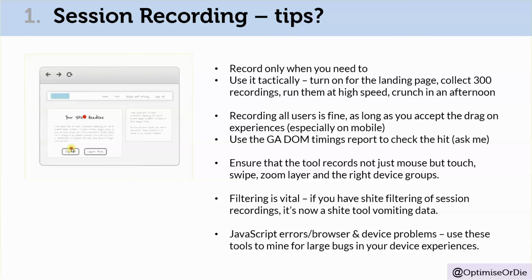Or I want to narrow down 5 groups of landing pages that are all the same template but have slightly different names. If I've got shitty filtering of session recordings, it's just a shitty tool, right? So this is really important. It's just a core basic functionality, it has to be there in the tools. Some of them are good, some of them are terrible.